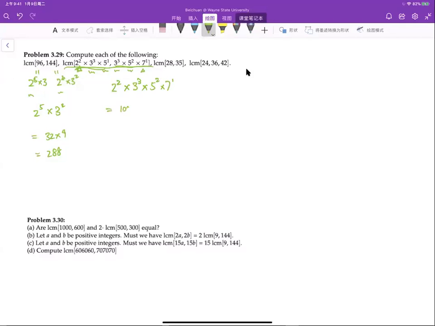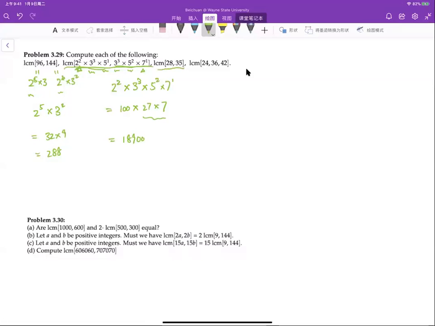I guess that's 100 times 27 times 7. Okay, so basically you just multiply 7 and 27 together. Oh, that's 189. Yep. So the answer will be 18900. All right, so let's do the next one.